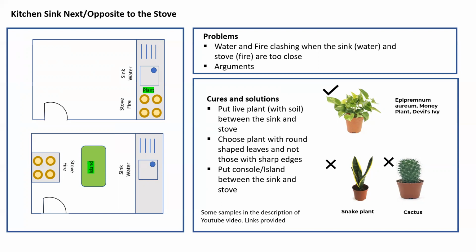So a typical way is that people will be using plants, but it is also very important that you use the right kind of plants. You would not want to put plants such as snake plants or cactus with very sharp edges, because this could actually worsen the situation. One type of plant that is commonly used, and that I use myself, is the money plant, as shown in the picture over here.